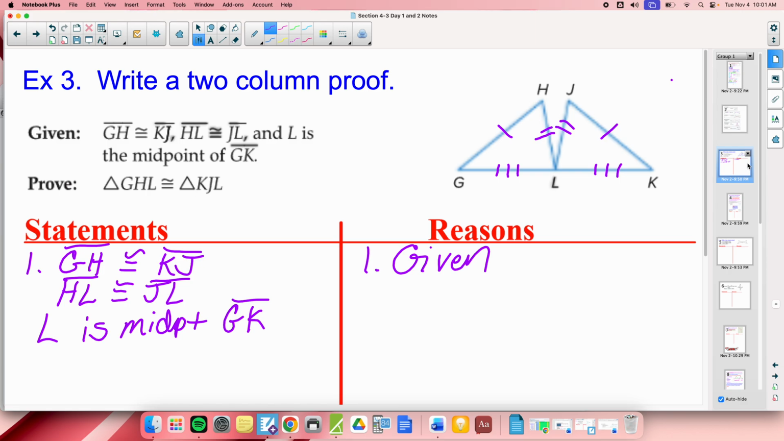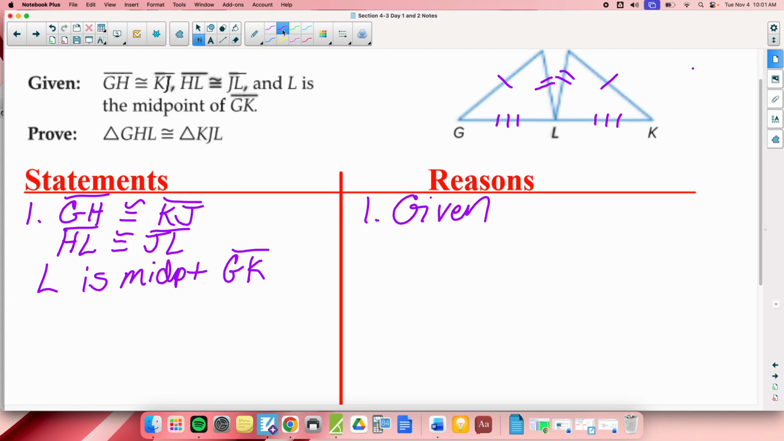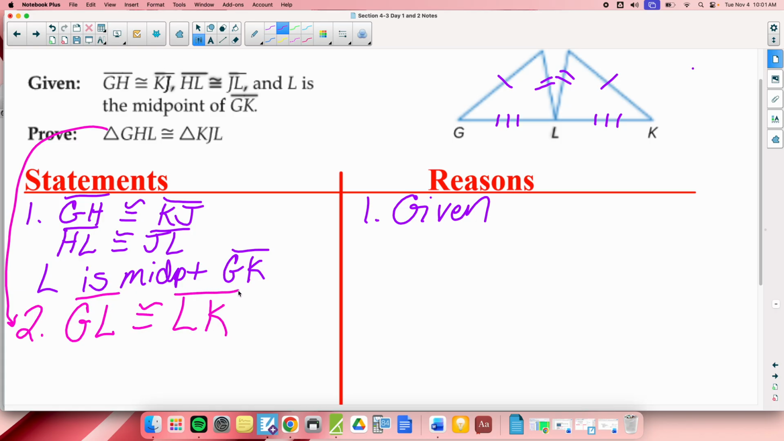Okay, now if we look, do we have that these three sides are congruent to those three sides? Sure, we do, right? So we can go right to, we can bring this down. Oh, no, you guys, I lied. I have to write this out. So, oh my, GL is congruent to LK, and that is midpoint theorem.